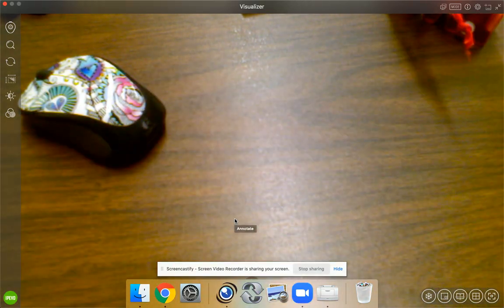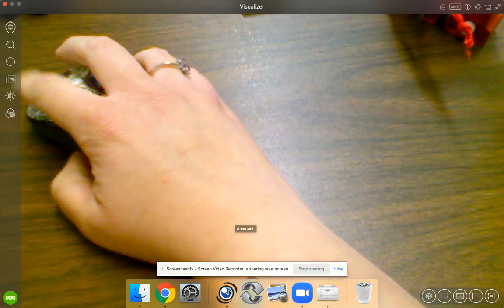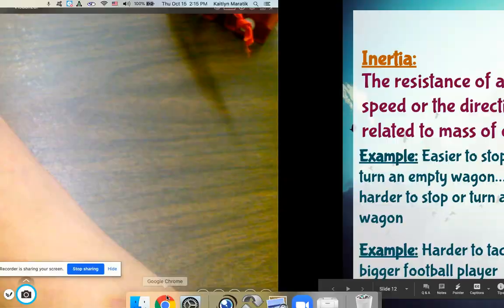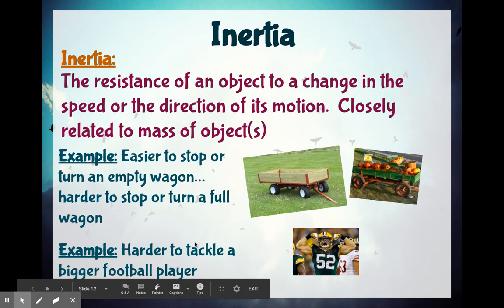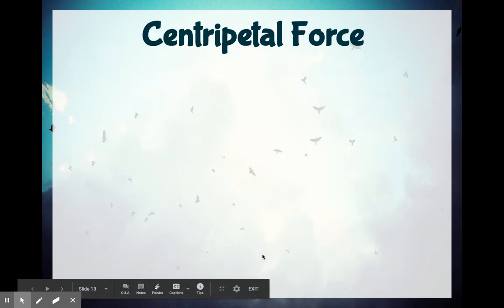So inertia is the tendency of an object to want to stay doing what it is doing. If it's already in motion, it wants to stay in that motion. If it's not in motion, it wants to stay at rest. If it's already going in a straight line, it wants to stay in a straight line and it doesn't want to turn. Yes, you can do any of those things, but you need that outside force.